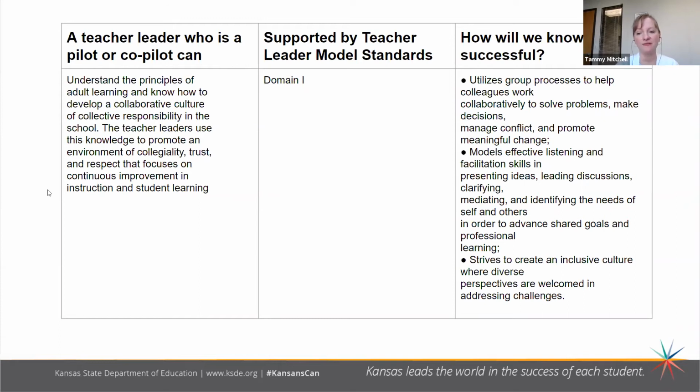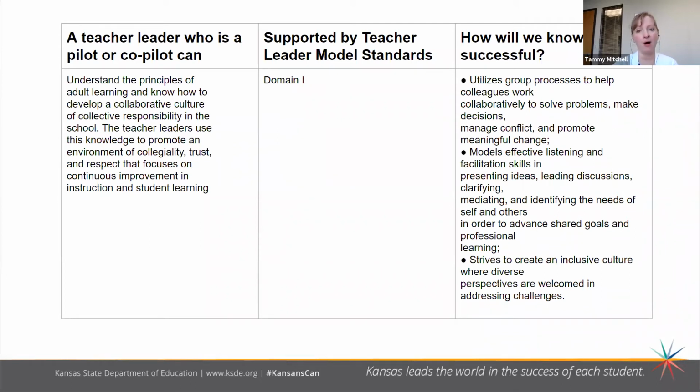And so just some of the skills on the right, the bullet points there. I'm not going to read the whole slide to you at this time, but just know that your pilot and co-pilot are learning or are already very adept at adult learning. How do they bring their colleagues along?